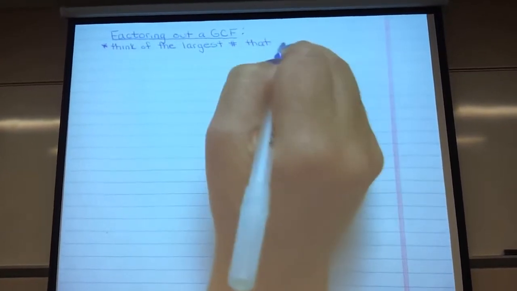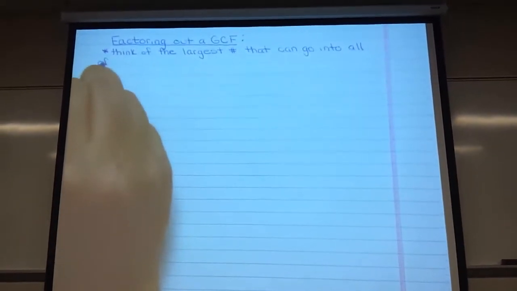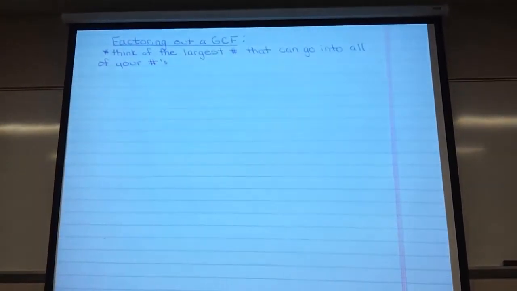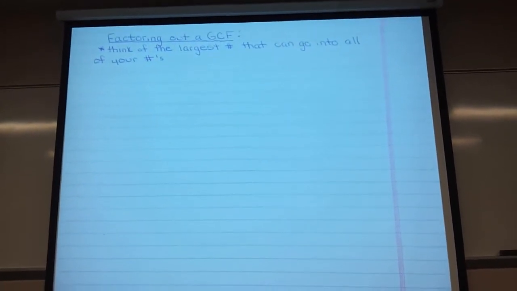And the 2 rules you have to know. The first one we've kind of already written down. You don't have to write it down again. Think of the largest number that can go into all of your numbers. You may have 7 numbers, and you have to think of the largest one that can go into all of them.